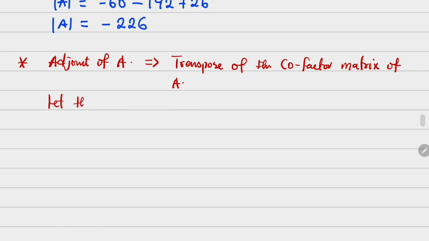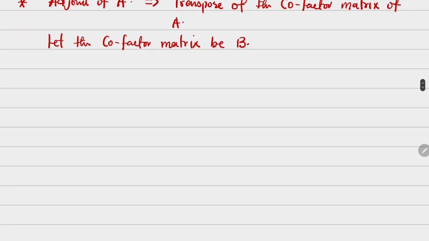Let the cofactor matrix be B. Now, how do I get the cofactor matrix? Let me show you how to get it.